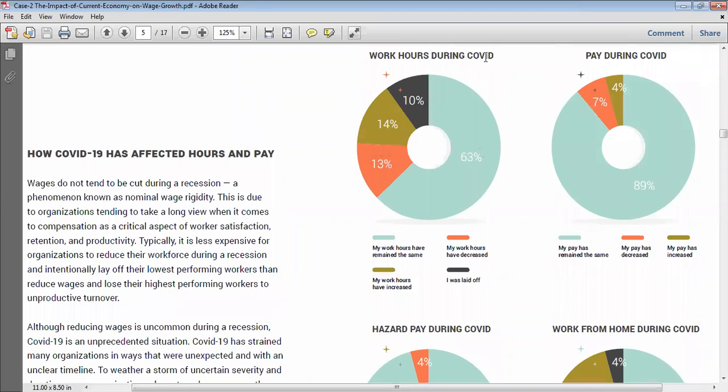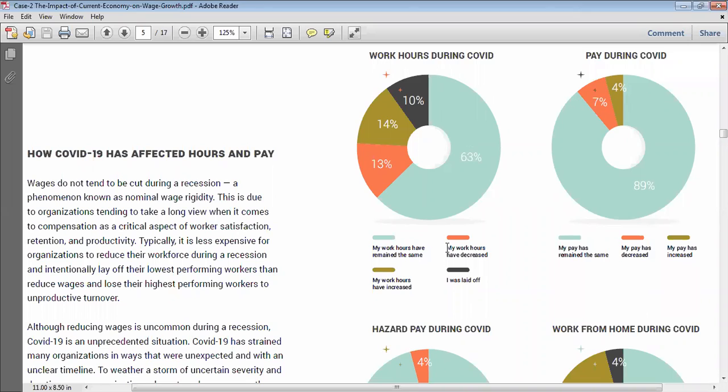Work hours during COVID-19. This light green or gray, whatever you call it, is my work hours have remained the same. So 63% of the employees in the organizations have replied that their working hours have remained the same. For example, even for our college, 8 hours is the working day, so it has remained the same, 8 hours per day.